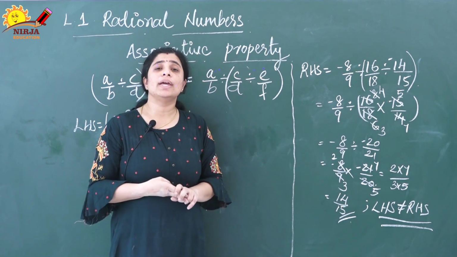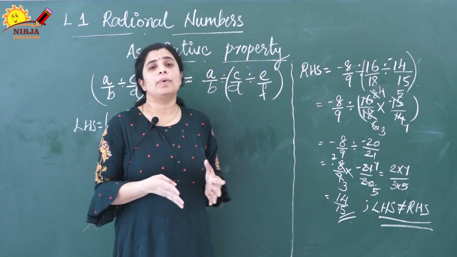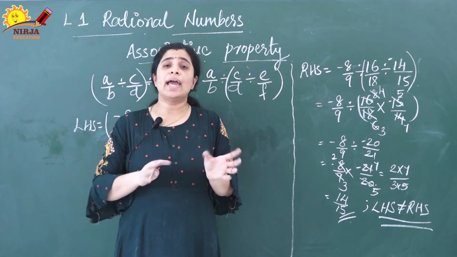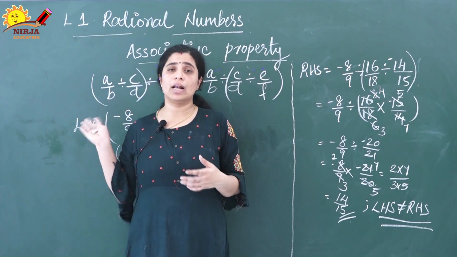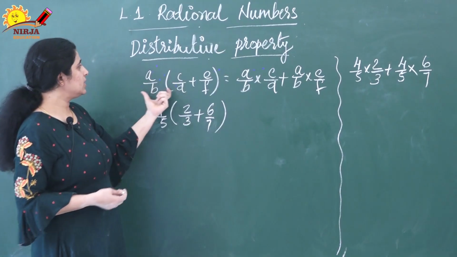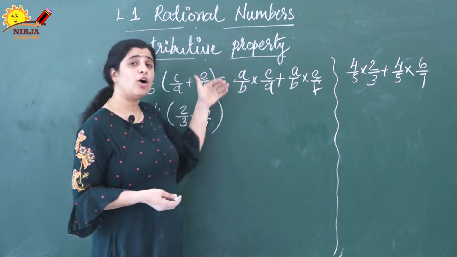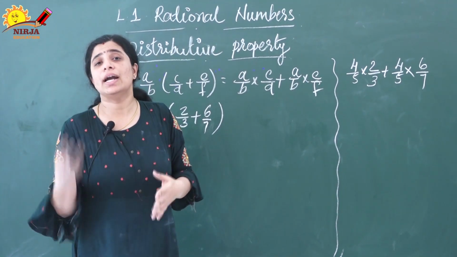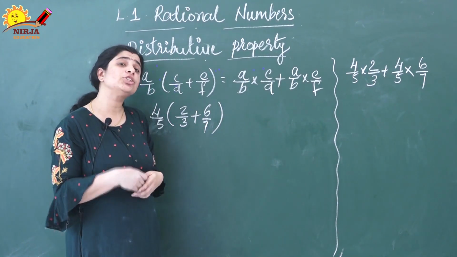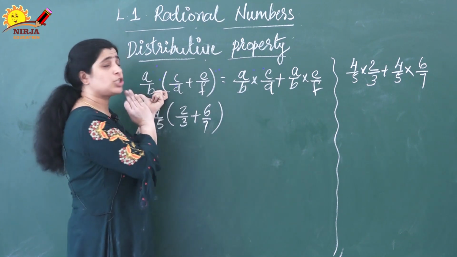Next we will go to another property, that is the distributive property. In that property, a mixture of addition and multiplication will be there. We will see how we have to calculate that. Here I have written the general formula of the distributive property. I told you that in the distributive property addition and multiplication both will be there. So this is the general formula for rational numbers.